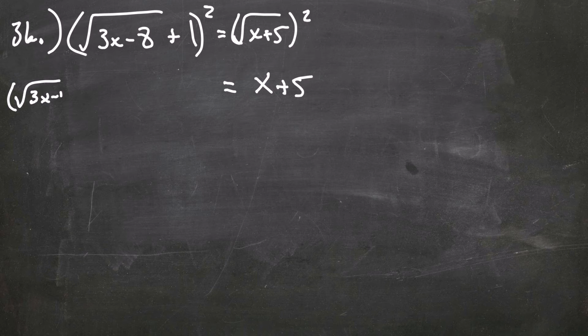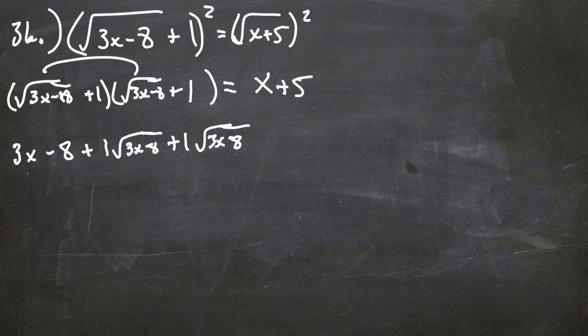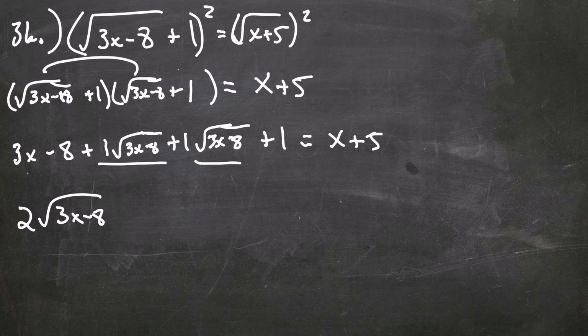I have to FOIL the left side. So the square root of 3x minus 8, plus 1, with the square root of 3x minus 8, plus 1. I FOIL it. FOIL, I get the radicals cancel, so I get 3x minus 8. I do the inside, I get times 1, plus 1 square root of 3x minus 8, plus 1 square root of 3x minus 8. And then I do the outside, I get plus 1. These combine, it gives me 2 square roots of 3x minus 8. Combine my like terms, so I get plus 3x minus 8 and plus 1 is minus 7.